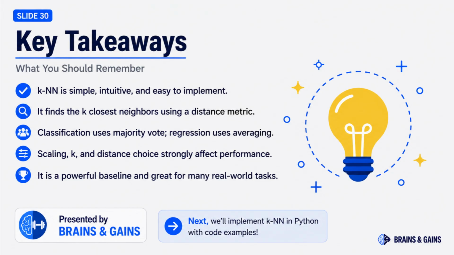The main idea is simple. KNN predicts from nearby examples. Distance defines closeness. K controls the neighborhood. Classification uses voting, and regression uses averaging. Proper scaling and thoughtful parameter choices are essential.